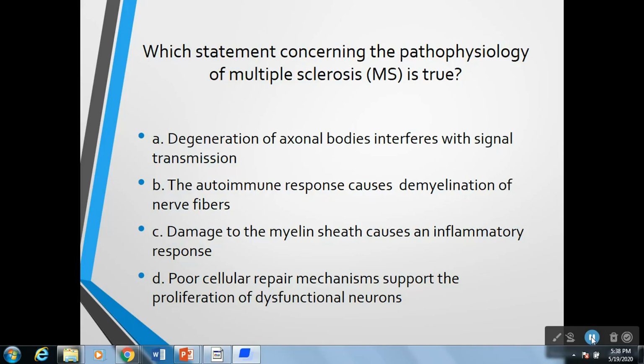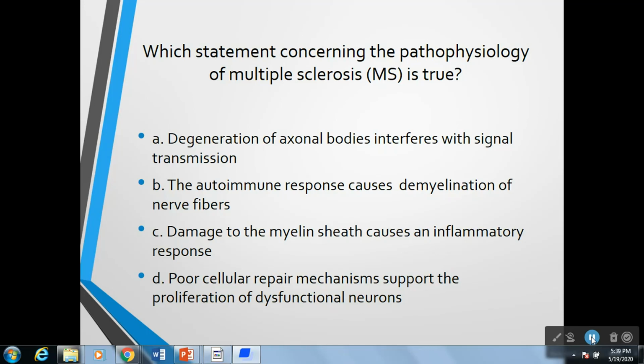Okay, it's time for a question. Which statement concerning the pathophysiology of multiple sclerosis is true? A, degeneration of the axon bodies interferes with signal transmission. B, the autoimmune response causes demyelinization of the nerve fibers. C, damage to the myelin sheath causes an inflammatory response. Or D, poor cellular repair mechanisms support the proliferation of dysfunctional neurons. That's a lot of fancy words.